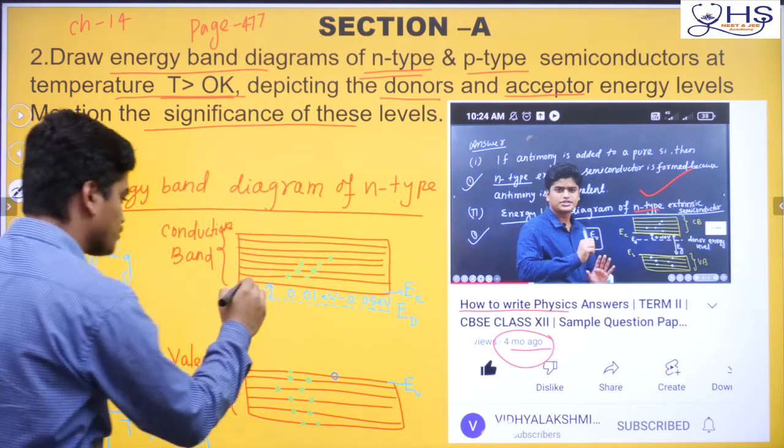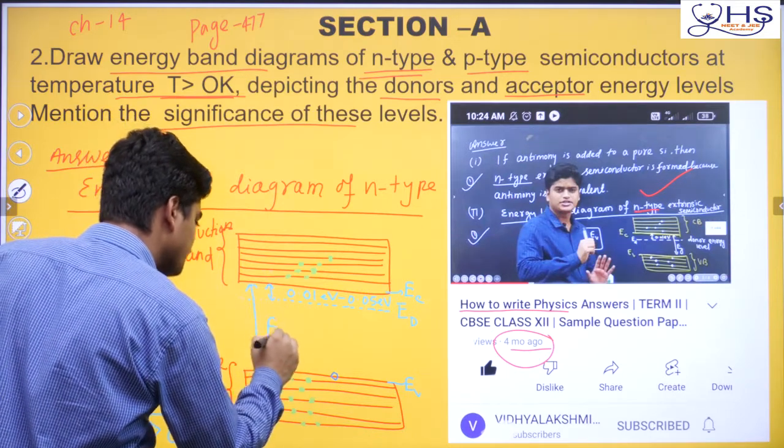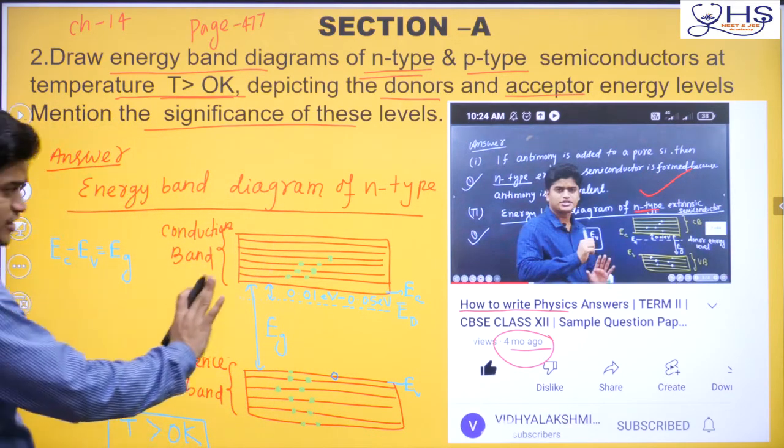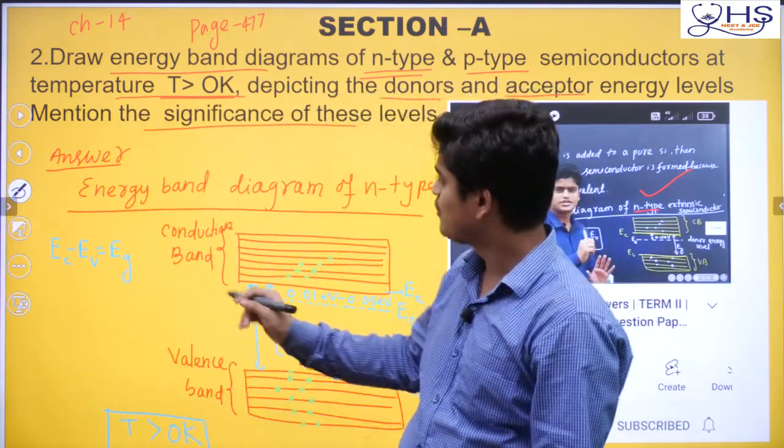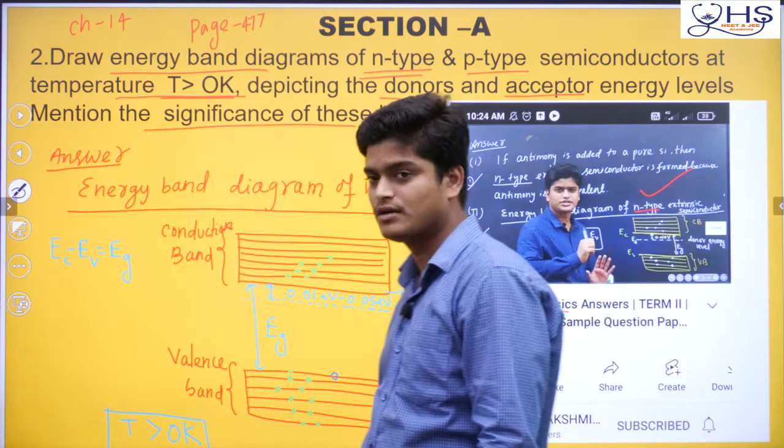Okay, so from here to here you can give this energy gap EG. Up to this point, half of the question is completed. Another half, another diagram to do: P type, and along with it you write a little significance of this level.